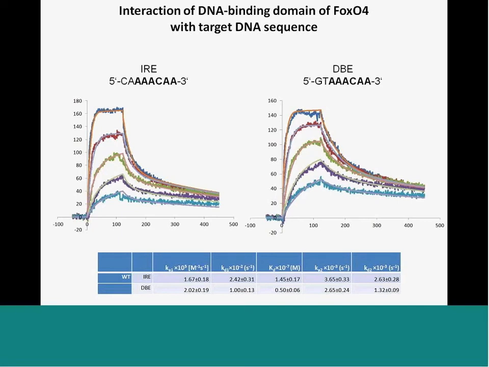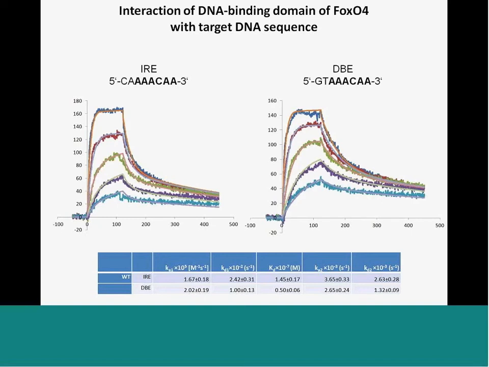For the setup, we used the LCP chip, which is covered with neutravidin, and the oligonucleotide was biotinylated and immobilized to the streptavidin surface chip. We did the measurement of the wild type of the FOXO DNA binding domain, and we obtained nice curves which differ in the affinities between the IRA and the DBE target binding sequences. From calculation we can see that only a slight change between the CA and the GT nucleotides differs in the binding of the protein to the DNA.